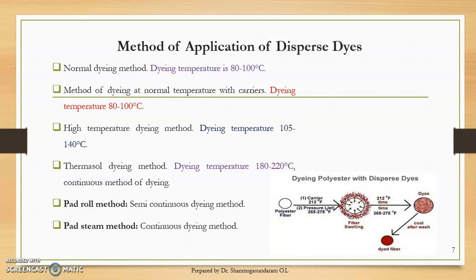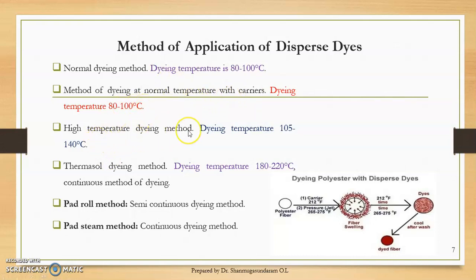So coming to the applications: how to apply the disperse dyes to our polyester material. Basically there are 4 or 5 methods available. The first one is the normal dyeing method. In the normal dyeing method, the dyeing temperature is 80 to 100 degrees Celsius. Then there is normal temperature dyeing with carrier, which we have already discussed in the earlier slides. In the carrier dyeing method, the dyeing takes place at a temperature between 80 to 100 degrees Celsius.